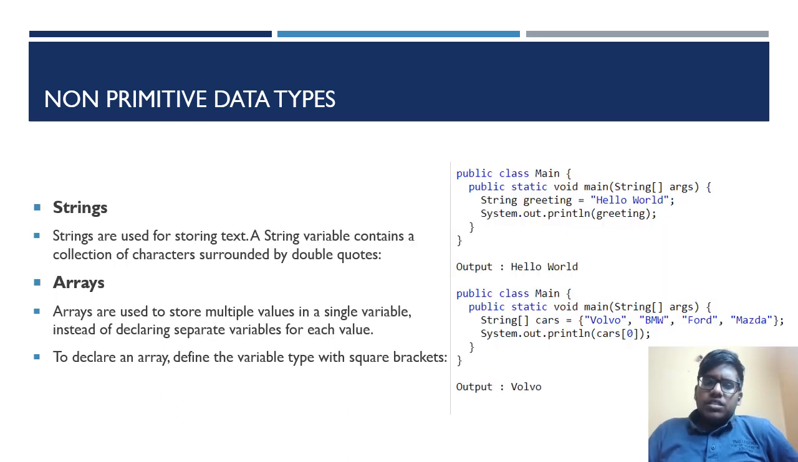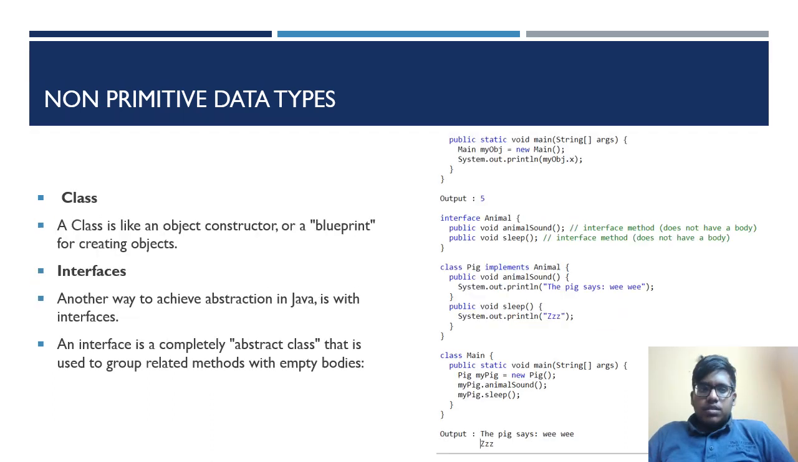Strings. Strings are used for storing text. A string variable contains a collection of characters surrounded by double quotes. Arrays. Arrays are used to store multiple values in a single variable, instead of declaring separate variables for each value. To declare an array, define the variable type with square brackets.